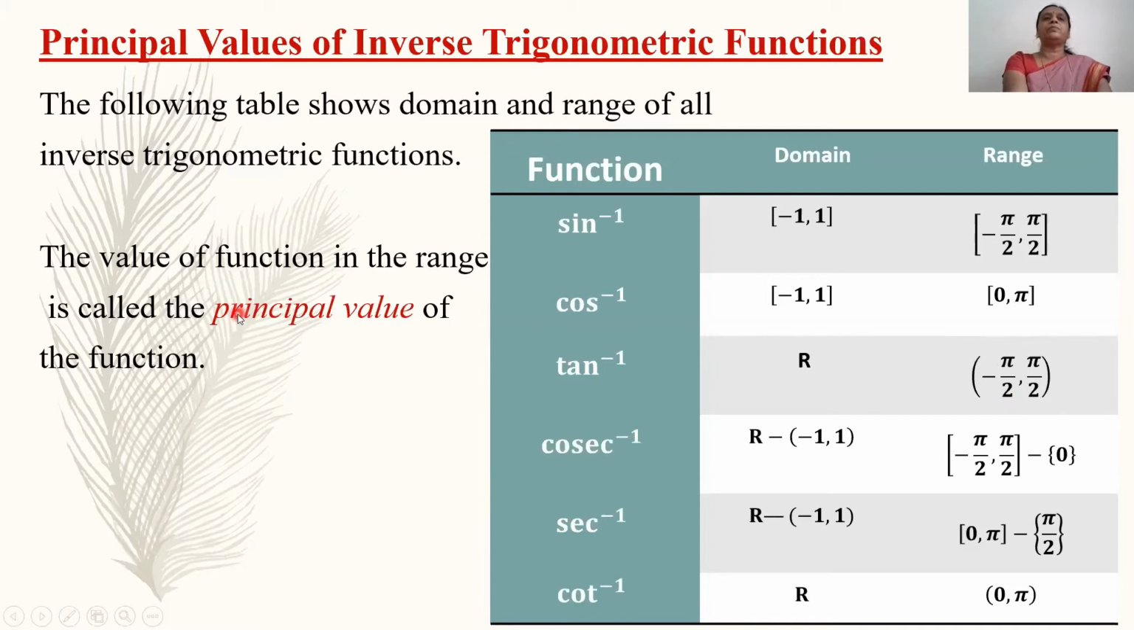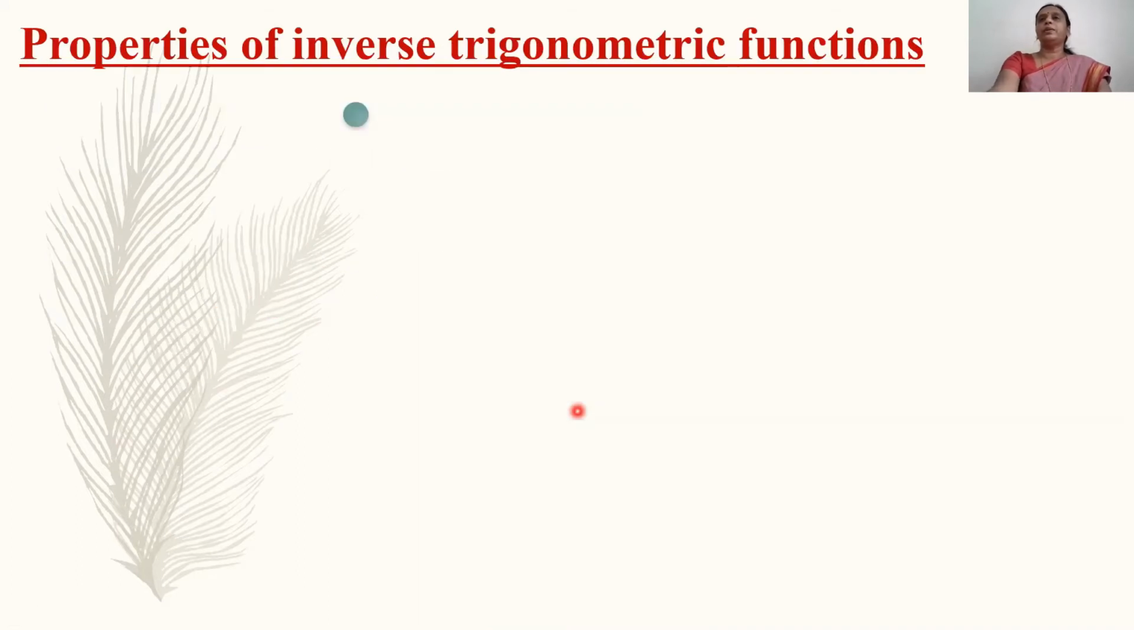Now see what is meant by principal value. The value of a function in the range is called the principal value of the function. Means if we find the value of an inverse trigonometric function and that value belongs to the interval given in the range, then that value is called the principal value. Otherwise, if that value does not belong to these intervals, then that value is not the principal value. Then we will see properties of inverse trigonometric functions.